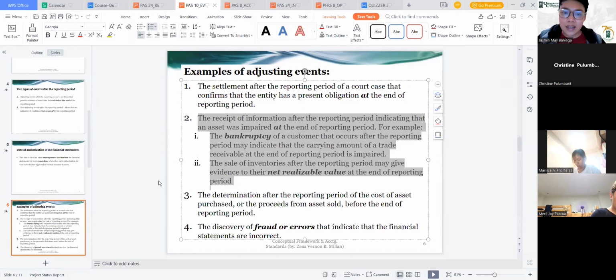Second one, the receipt of information after the reporting period indicating that the asset was impaired at the end of the reporting period. For example, the bankruptcy of a customer that occurs after the reporting period may indicate that the carrying amount of the trade receivable at the end of the reporting period is impaired. Yung sample ng 2 Roman numeral I or 1 is meron tayong accounts receivable, let's say October 2022. Tama? So, maire-report yun under the balance sheet for year 2022.